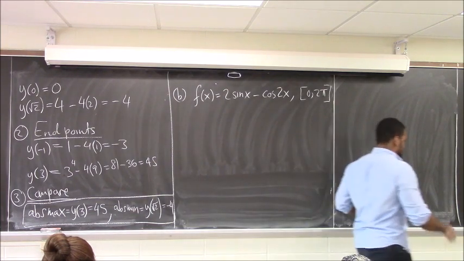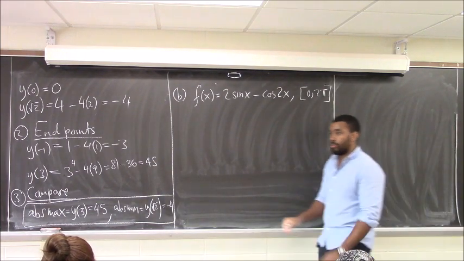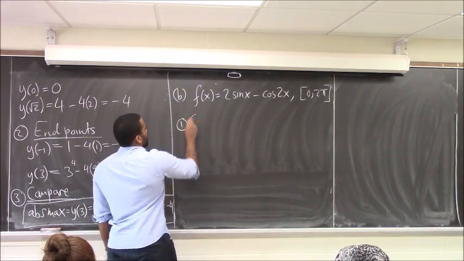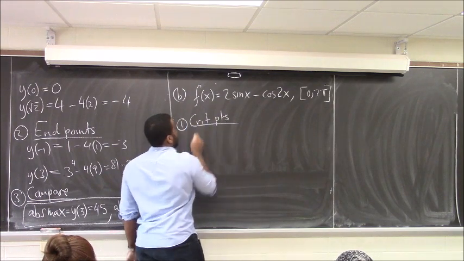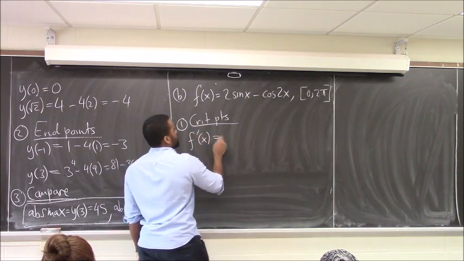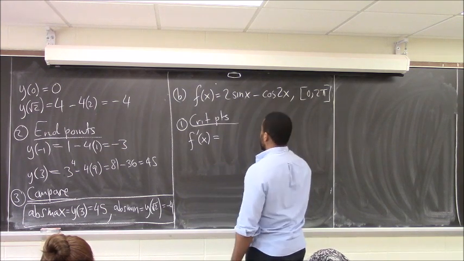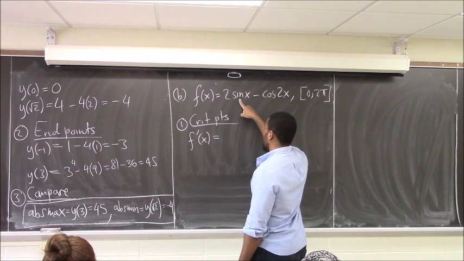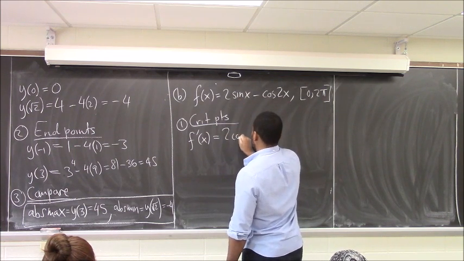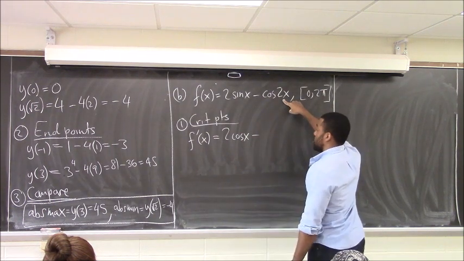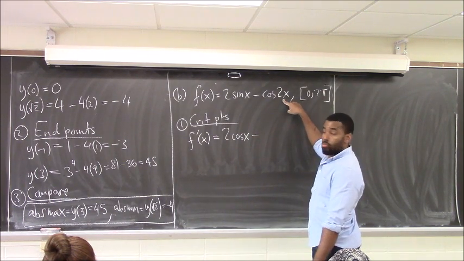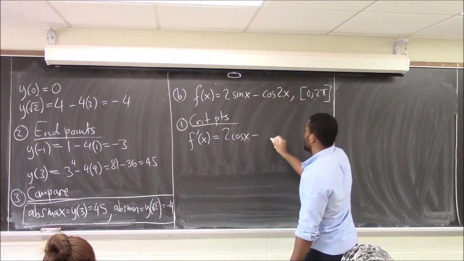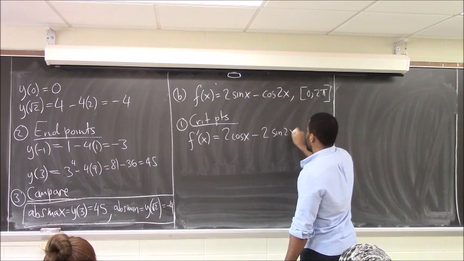Step 1. What's step 1? For the critical points, you're going to need to find f prime, the derivative of this. What's the derivative of the sine function? Derivative of cosine 2x. Yeah? 2 times negative sine 2x. 2 times minus sine 2x, which would make that a positive.